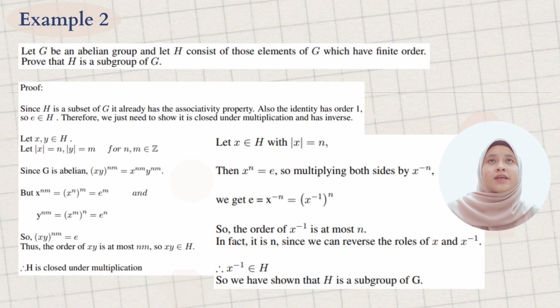Let x be in H with the order of x equal to n. Then x to the power of n equals e. So multiplying both sides by x to the power of negative n, we get e equals x to the power of negative n, equals x to the power of negative 1 times n. So the order of x inverse is at most n. In fact, it is n, since we can reverse the roles of x and x inverse. Therefore, x inverse is in H, and we have shown that H is a subgroup of G.